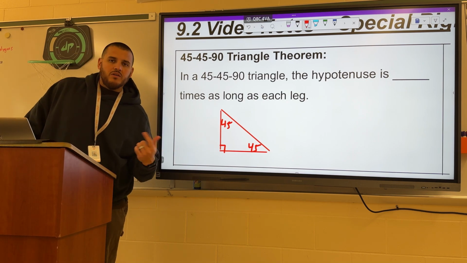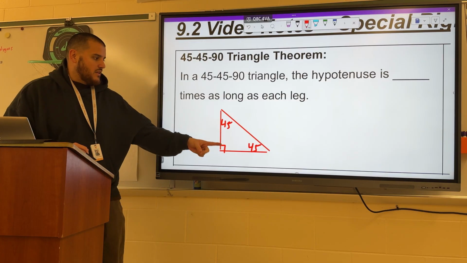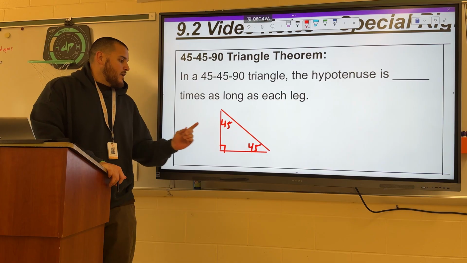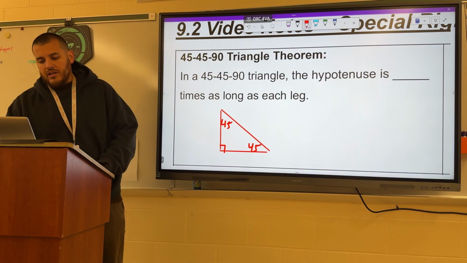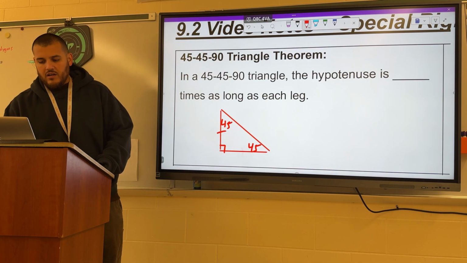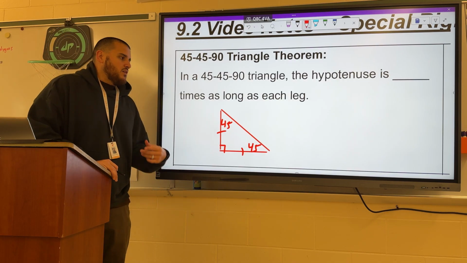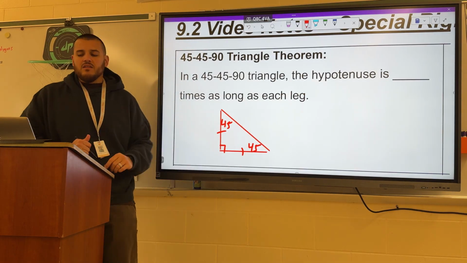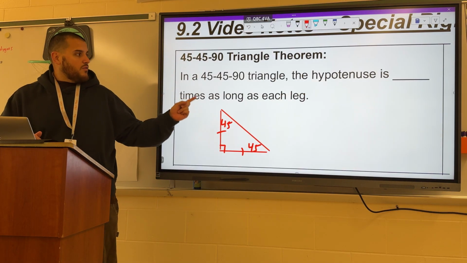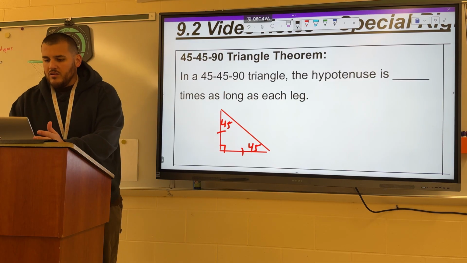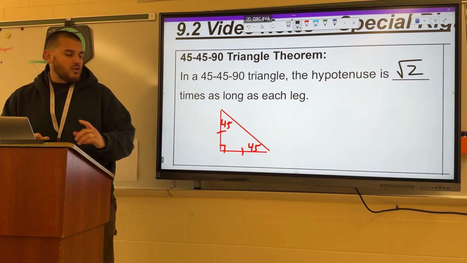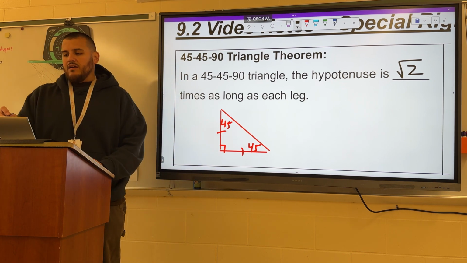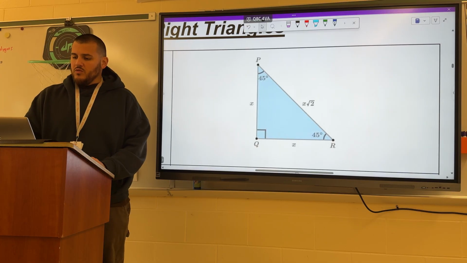One thing that's important to know about the 45-45-90, because it's an isosceles triangle with two congruent angles, is that it will also have two congruent sides, and that would happen to be the legs of that right triangle. So these two values here are going to be exactly the same. The only fact to remember is how the hypotenuse relates to those legs, and it's very simple. In the 45-45-90, the hypotenuse is the square root of 2 times as long as each leg on that right triangle. All right, here's a little visual to help you out with that.